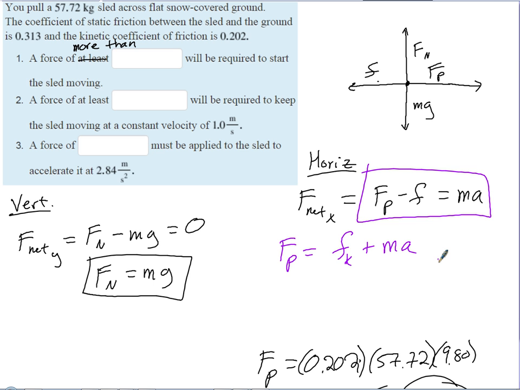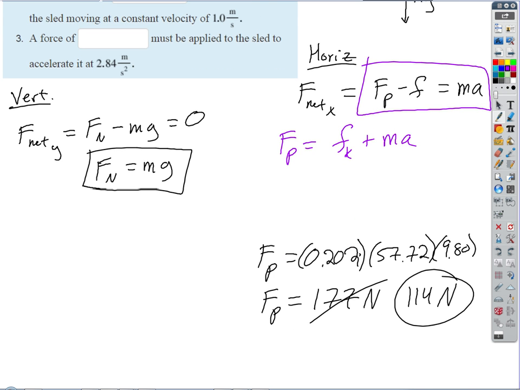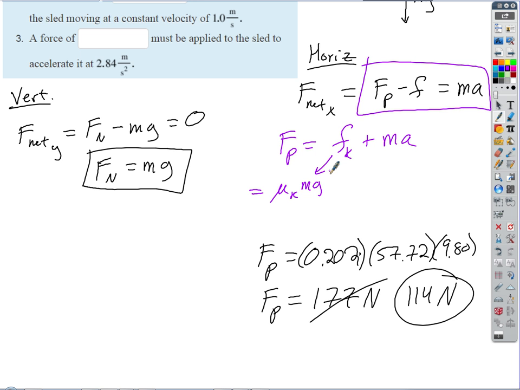All we have to do now is plug in our stuff. We know that the kinetic frictional force is just what we had right there. It's equal to mu sub k times mg, just like before, plus ma. And so what's that going to give us?